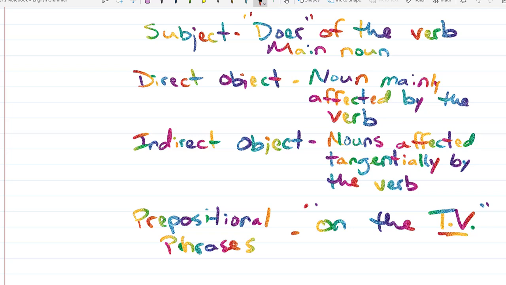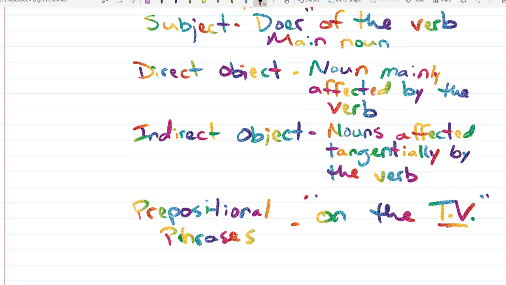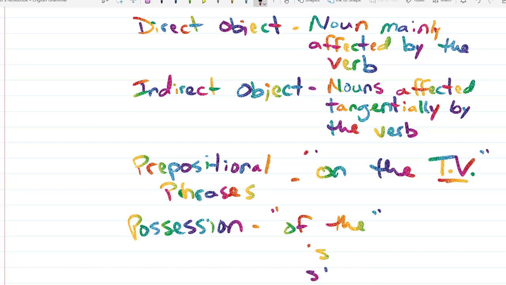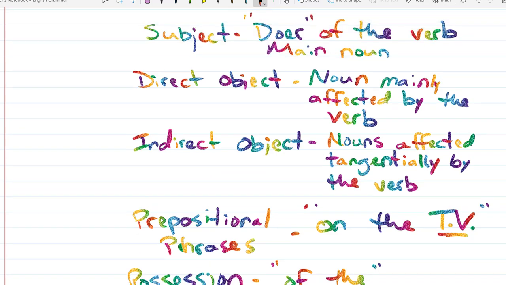We can show possession in English. That's simple. So possession in English is just going to be a noun, and you have three options with that. Of the is one way to translate it, or you could have S apostrophe S, or S apostrophe. That's really it.